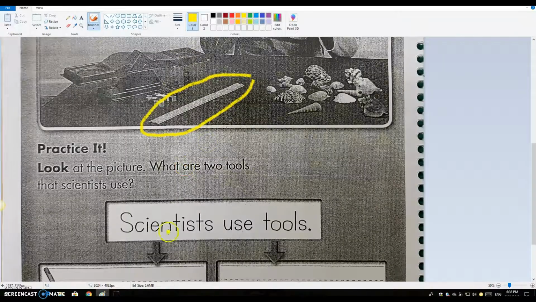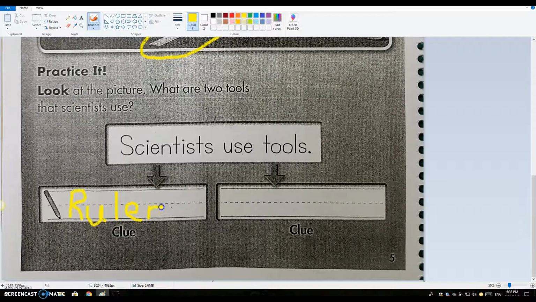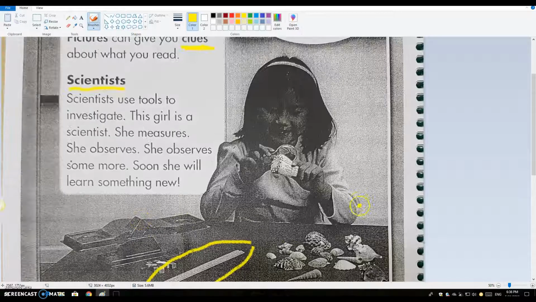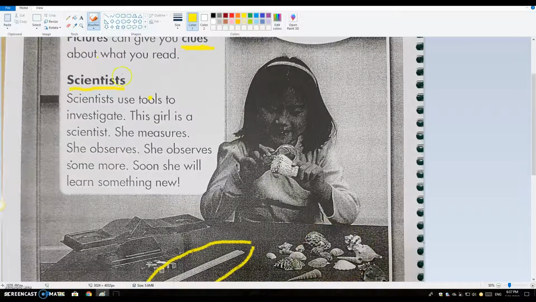Okay. I see a ruler, so one of her tools is a ruler. Excuse my handwriting. R-U-L-E-R. Ruler. Yes, a ruler. Do we see anything else? Seashells? No, not a tool. Oh, a magnifying glass. That's a nice one. That's a tool, but it's a bit long to write. Let's look for one more.